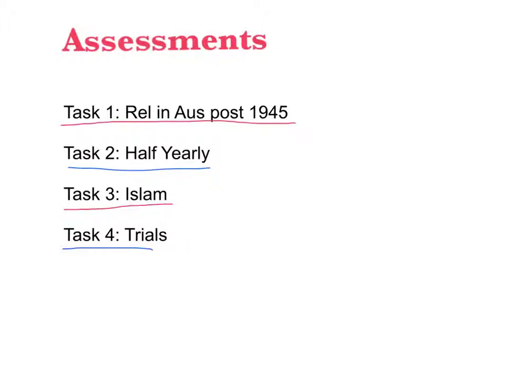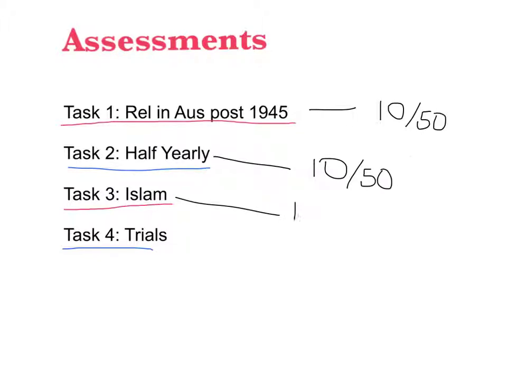Now, an important thing to understand is that because studies of religion is only one unit, all of your assessment tasks are out of 50. It's not 100 because it's only one unit. This first assessment task, coming up later this term, is 10 out of 50. Your half yearly will again be roughly, now these aren't locked in, about 10 out of 50, which leaves 20 out of 50 on your trials. That will make up your entire assessment mark.